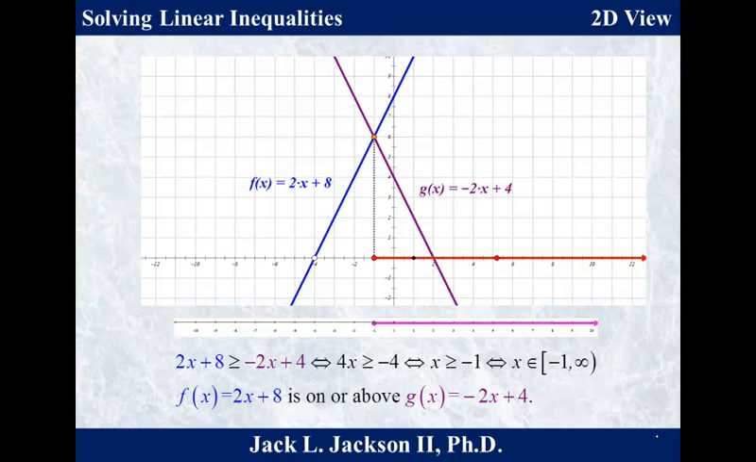So that would be from negative infinity up to negative 1, not including negative 1. If it's a greater than or equal to, of course you include the boundary point, and the boundary point occurs at the x value where the two graphs intersect.